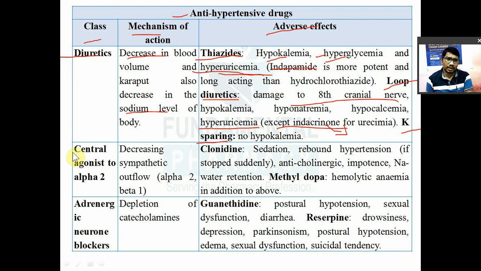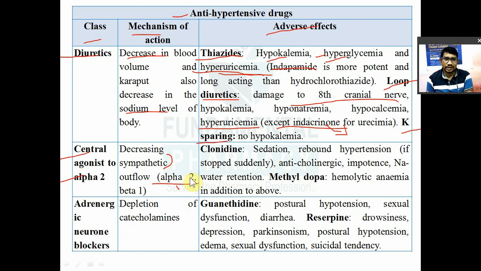So the second class is central alpha 2 agonist. In that you are going to have two drugs, clonidine and methyl dopa. So what will these drugs do? They will decrease the sympathetic outflow. You know that central alpha 2 receptors are present on the presynaptic neuron. So they control the release of catecholamines. They will decrease the release of catecholamines.